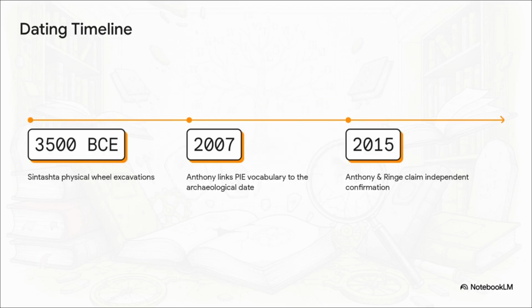But take a really close look at the timeline here. Archaeologists had already established that 3500 BCE date from physical wheel remains, actual excavations at sites like Santashta, long before the linguistic argument was ever applied to it. The linguistic reconstruction didn't miraculously produce the date. The date was already there, and the linguistics were just later shown to be consistent with it. Yet by 2015, Anthony and his colleague Don Ring were claiming this vocabulary as independent confirmation of the timeline.